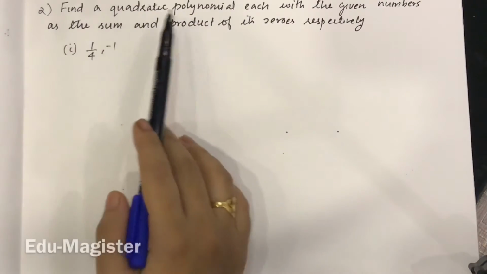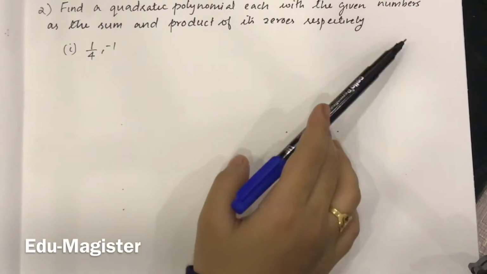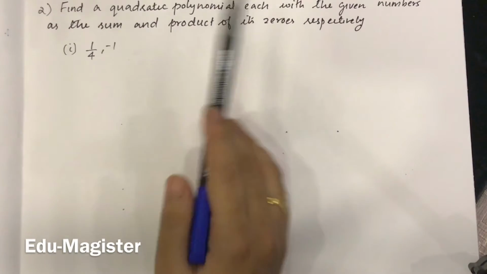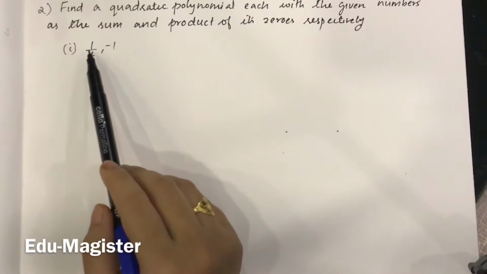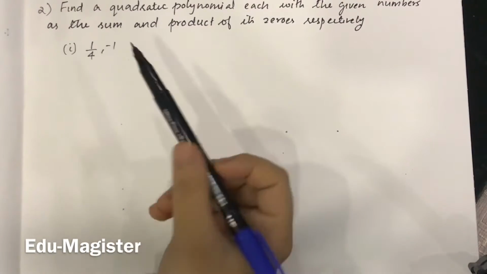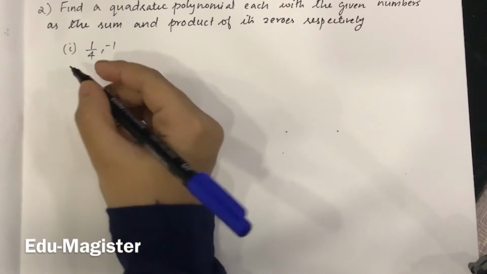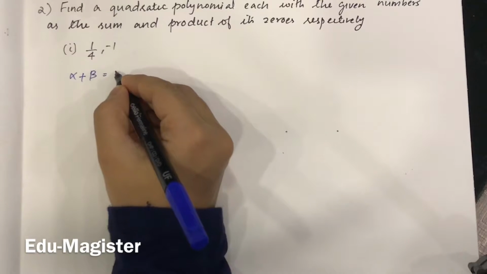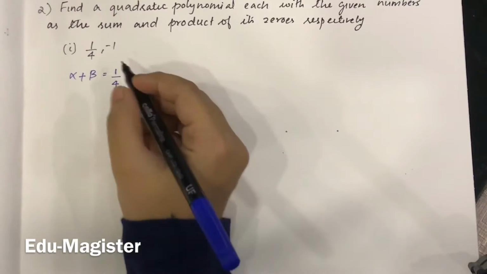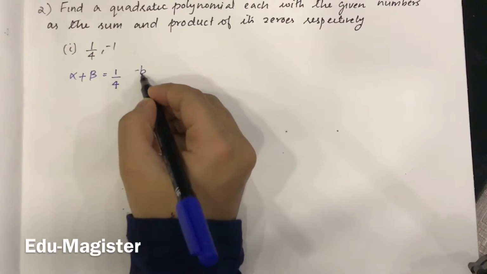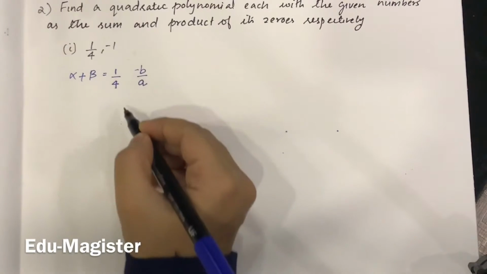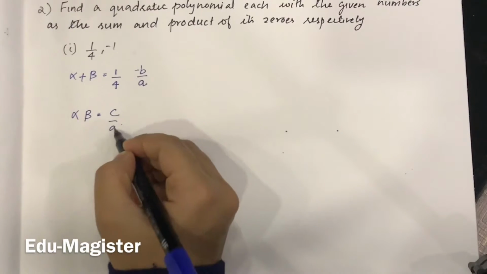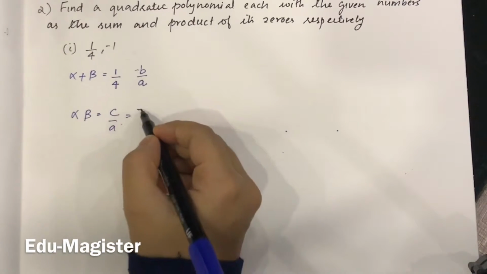Question number 2. Find a quadratic polynomial each with the given numbers as the sum and the product of its zeros respectively. Now in that question number 1, 1 by 4 comma minus 1, that is sum of the zeros alpha plus beta is equal to 1 by 4. What is alpha plus beta? Minus b by a. And alpha into beta, which is equal to c by a, is given as minus 1.